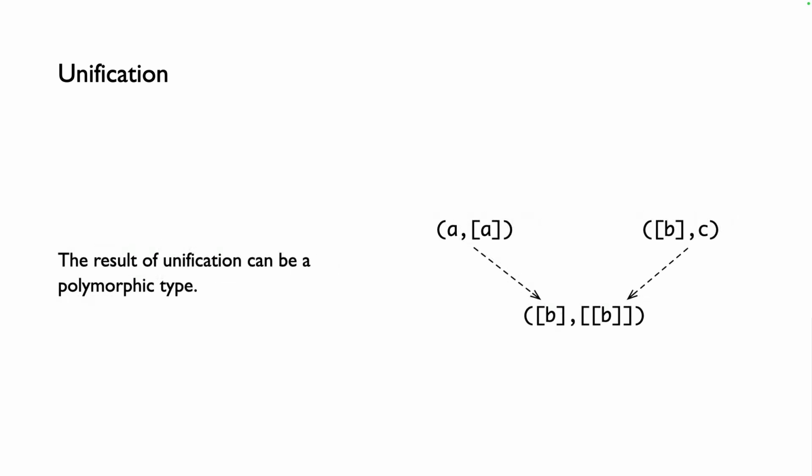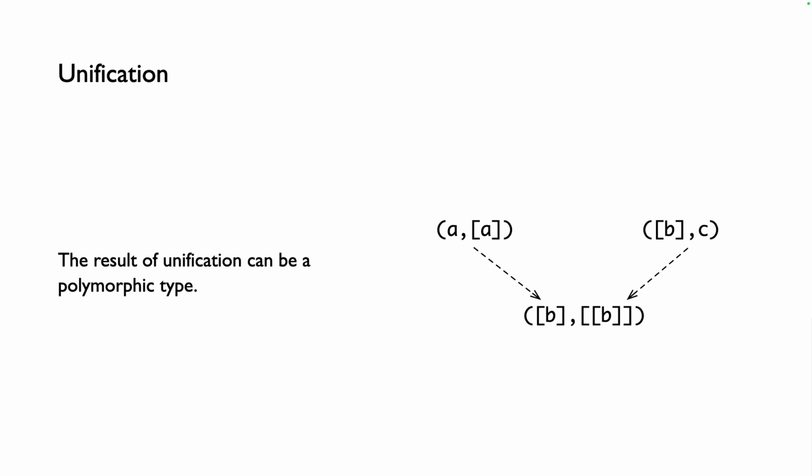Now, the result of a unification can be a polymorphic type. And it's important to realize that. And that's why we say the unification is the most general. So in this case, we have two pairs. In the first, the first element is an A, the second is a list of A. In the second case, we have a list of B as the first half and a C as the second. How do we unify those two?